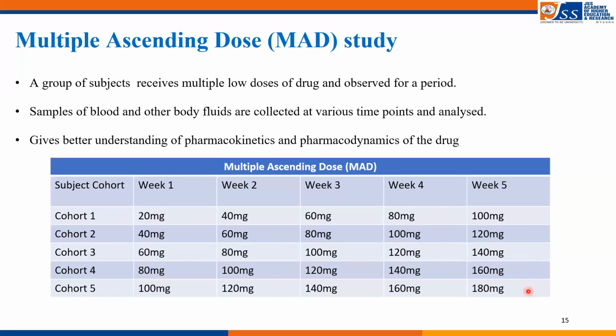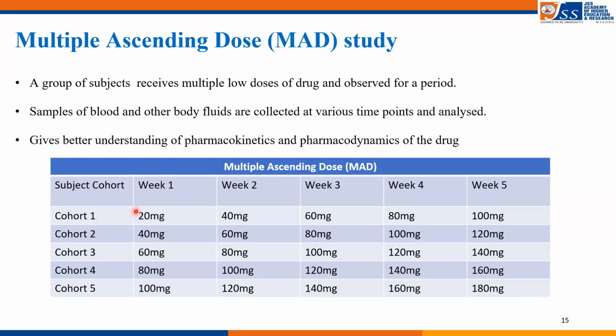The second type of phase 1 trials is multiple ascending dose studies, where a group of subjects will receive multiple low doses of the drug and is observed for a period of time. During this observation period, we collect blood samples and other body fluids, and they will be analyzed for various parameters. During this, we should be able to understand the kinetics and dynamics of the drug. The entire process is depicted in this table.